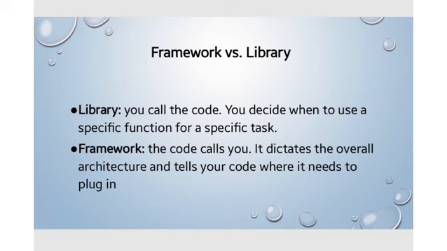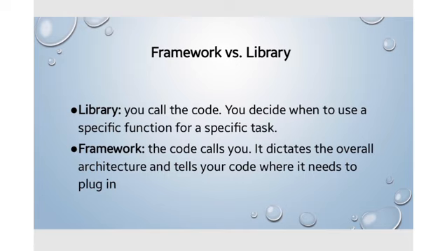What is a library? A library is a collection of pre-written functions or reusable code that developers can use whenever needed. Unlike frameworks, libraries do not control the application flow. Instead, the developer calls the library when required. Libraries only perform specific tasks. The important point is, in a library, your code calls the library. This means developers have full control over the application structure.